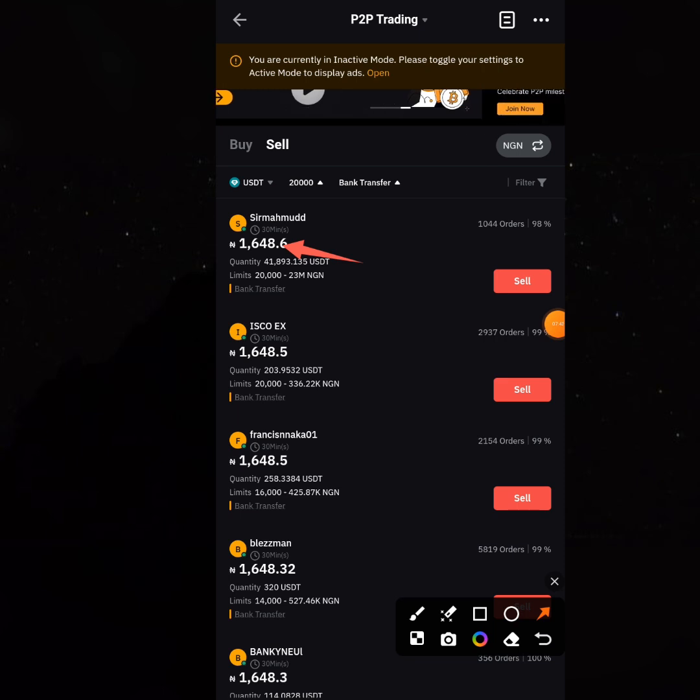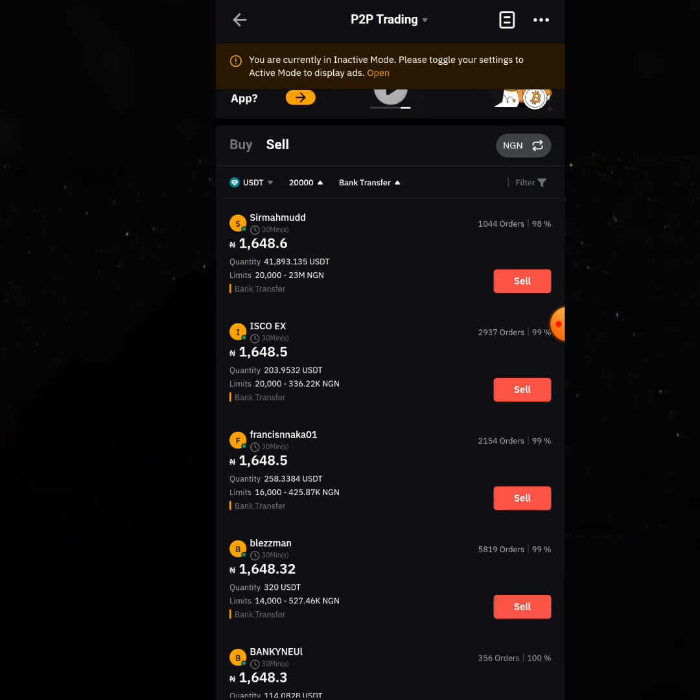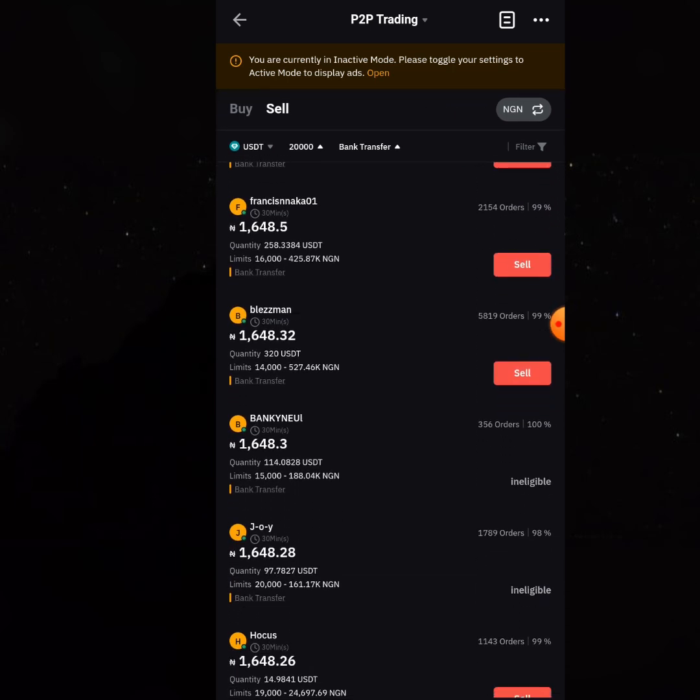You can see the top guy is the most preferred. If I give you USDT now, who will you sell to? Of course, you sell to this guy because he's at the top and has the most favorable rate. All right. So guys, that is how to compete on the P2P market.